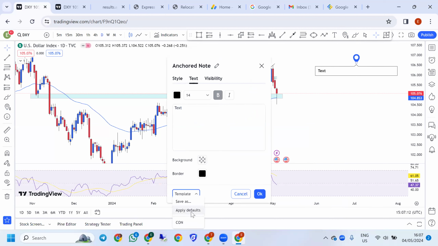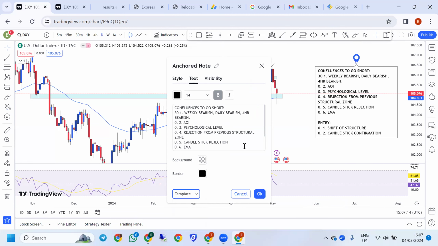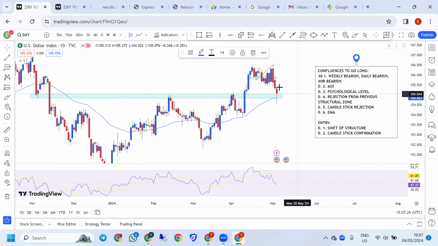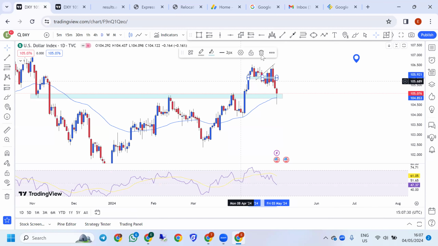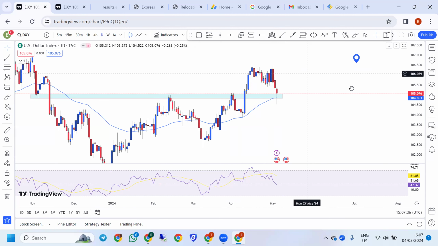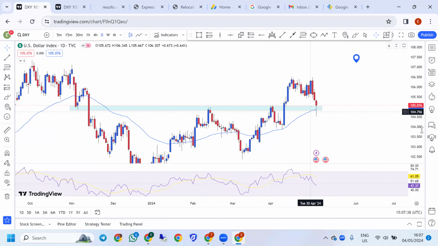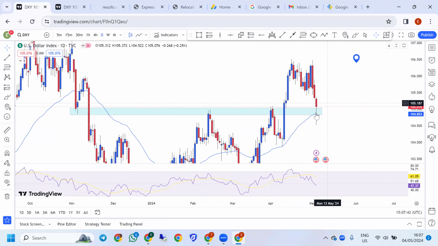There should be confluences to go long on DXY. So first of all, check what DXY is doing. On the daily time frame now, let me delete these things. We are finally waiting for DXY to come to our AOI. This is not actually rocket science. And on Friday, it came to that place.